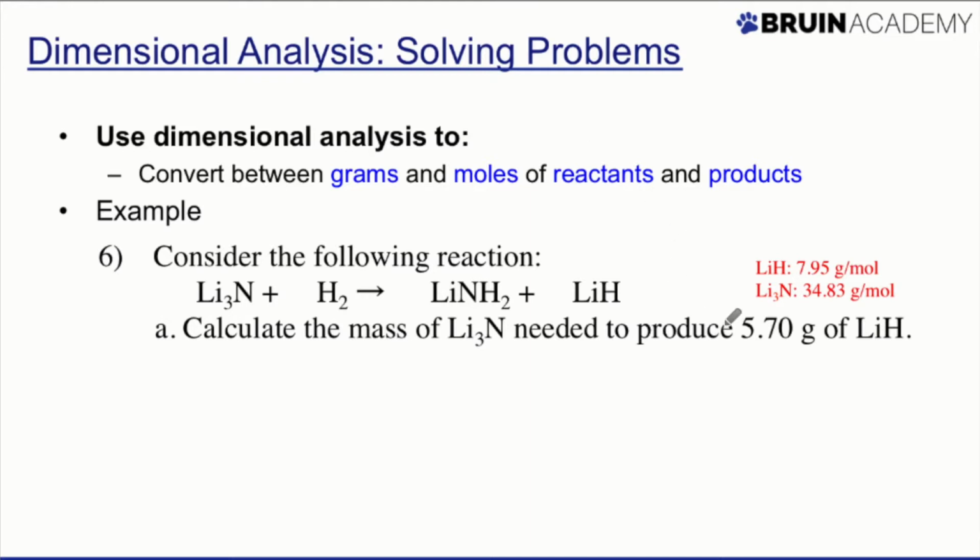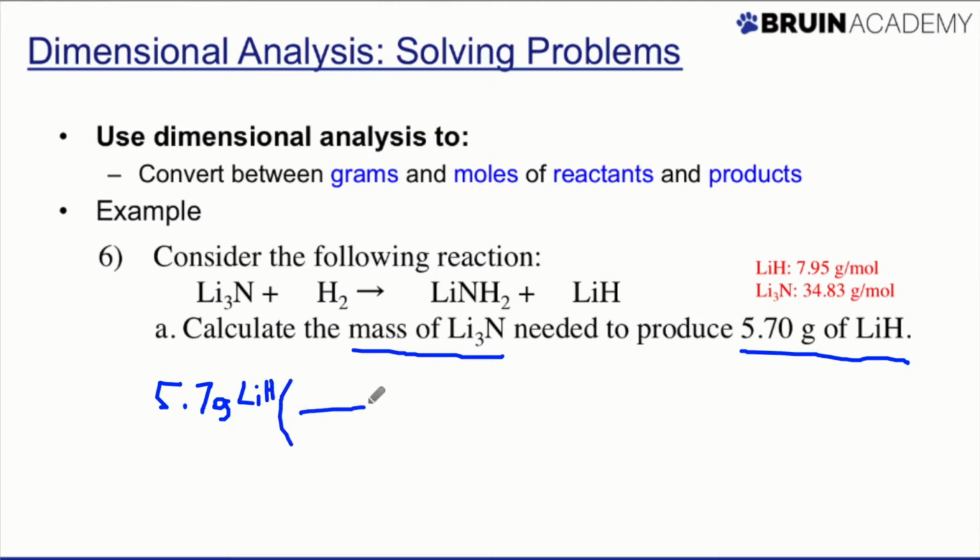So the first thing that I always do is figure out, so I underline, this is what we're looking for, right? We're trying to calculate mass of Li3N, and the only information that we're given is this, okay? So you always start with the information that you're given when you're doing a dimensional analysis, okay? So we start with 5.7 grams of LiH. That's all we know. And ultimately, I want to convert this to grams of Li3N, okay?